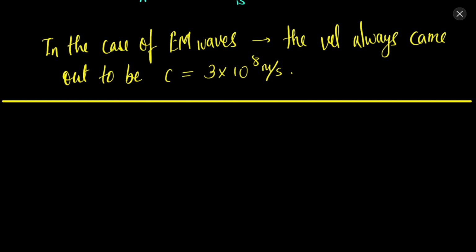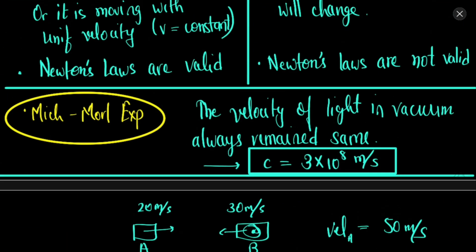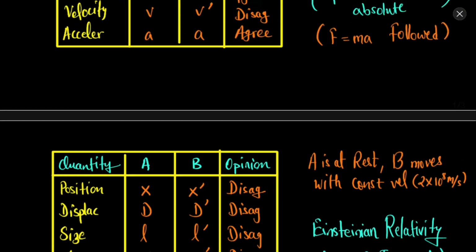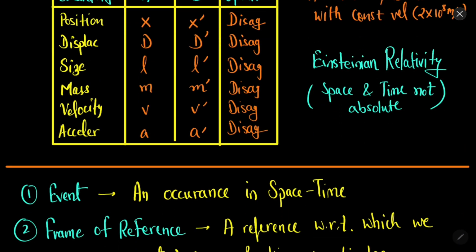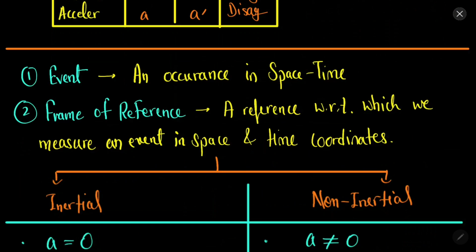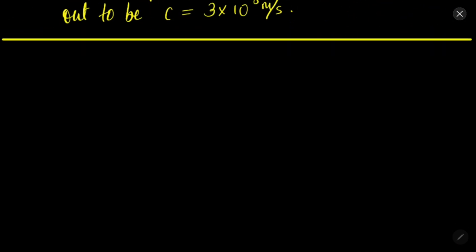So Einstein thought that if this experiment is correct, then if the speed of light is a universal constant in vacuum, then we need to let go of our notion of absolute space and time. So according to Galileo and Newton, space and time were absolute, but Einstein thought that if speed of light has to be same, then space and time cannot be absolute. So what does this mean? Space and time are not absolute. You will understand when we discuss a few things.